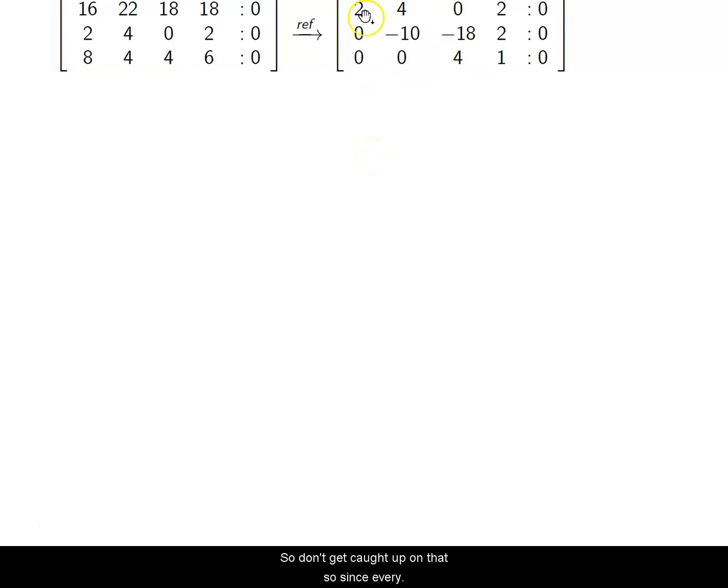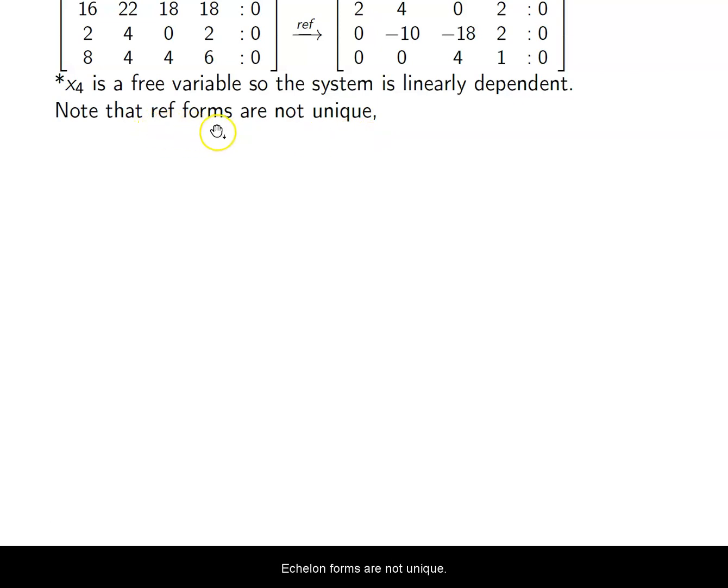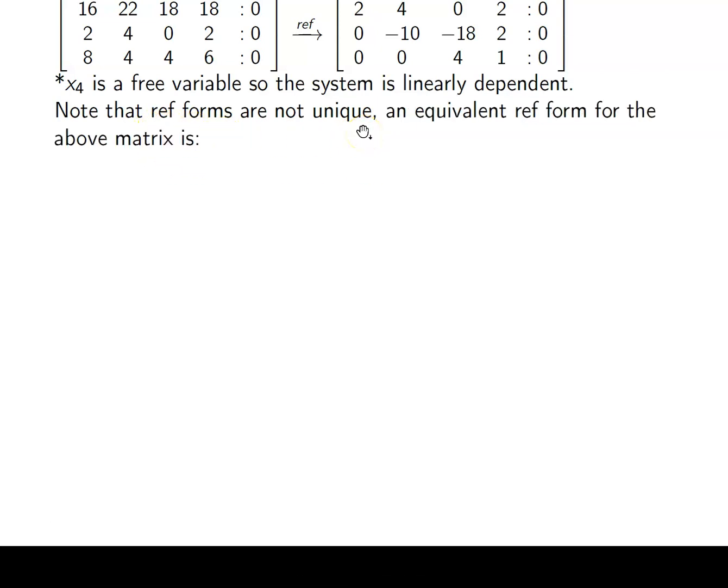So since every column vector here does not have a pivot position, there's a free variable. That means that x4 is a free variable, and my system is therefore linearly dependent. Okay, so know that the REF forms are not unique, so the row echelon forms are not unique.